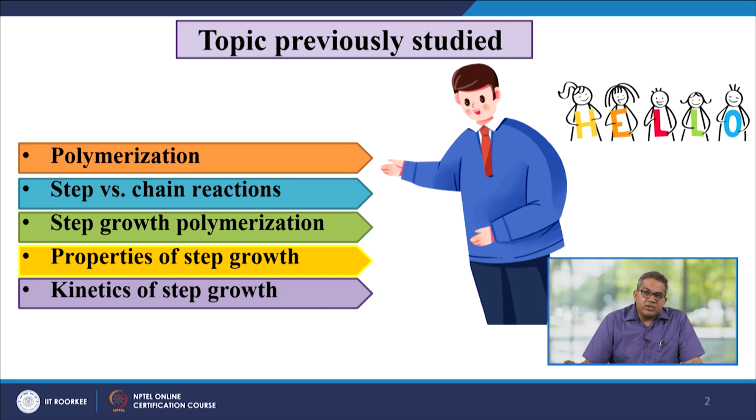Hello friends, let's have a look at molecular weight distribution in addition, that is chain reaction polymerization, under the heading of chemical reaction engineering in polymeric systems. In the previous section we covered polymerization, step versus chain reactions, and step growth polymerization. We started the concept of step growth polymerization, then discussed its various properties, and started the kinetics of step growth polymerization.